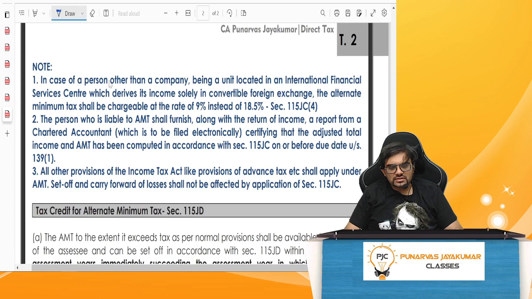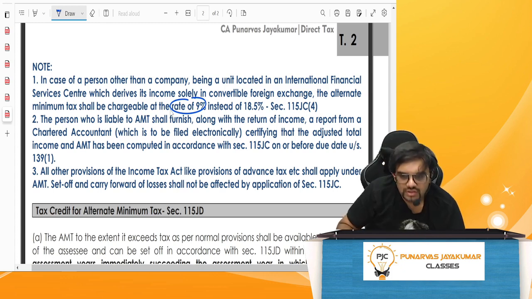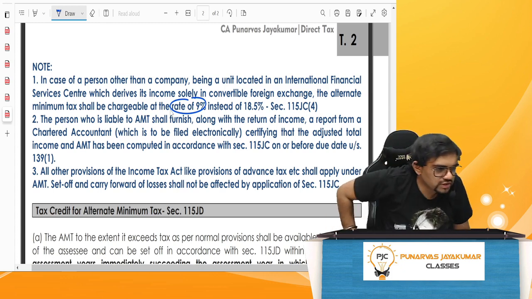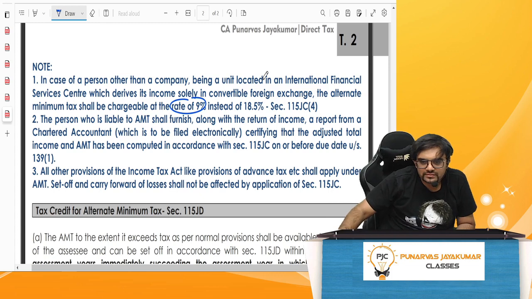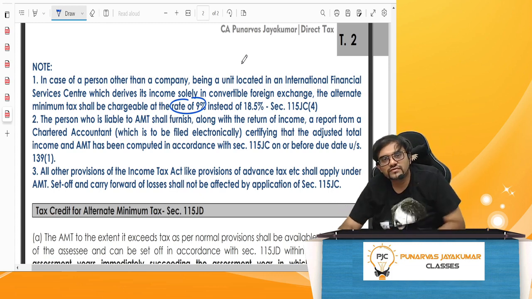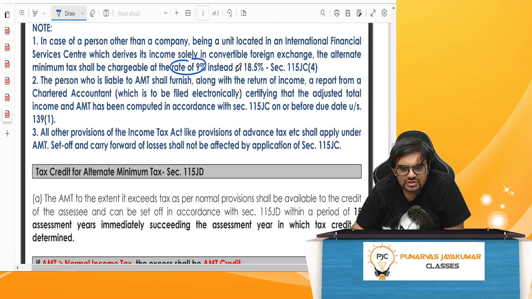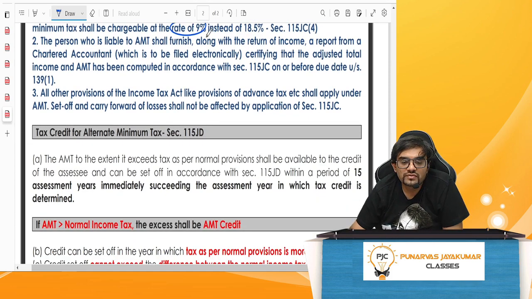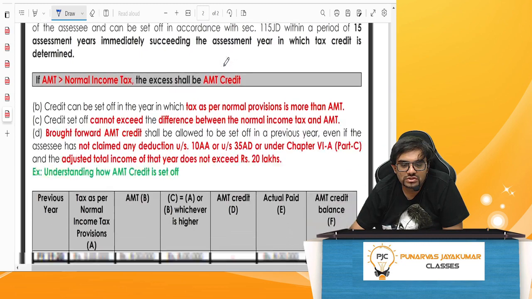In case of a person other than a company, being a unit located in an International Financial Services Center which derives its income in convertible foreign exchange, the alternate minimum tax shall be 9%. So if you are a foreigner investing in a unit located in IFSC, then how much? 9% instead of 18.5%. The person who is liable to AMT shall furnish along with the return of income a report from the chartered accountant certifying that the adjusted total income and AMT are in order. All other provisions will apply, no change.